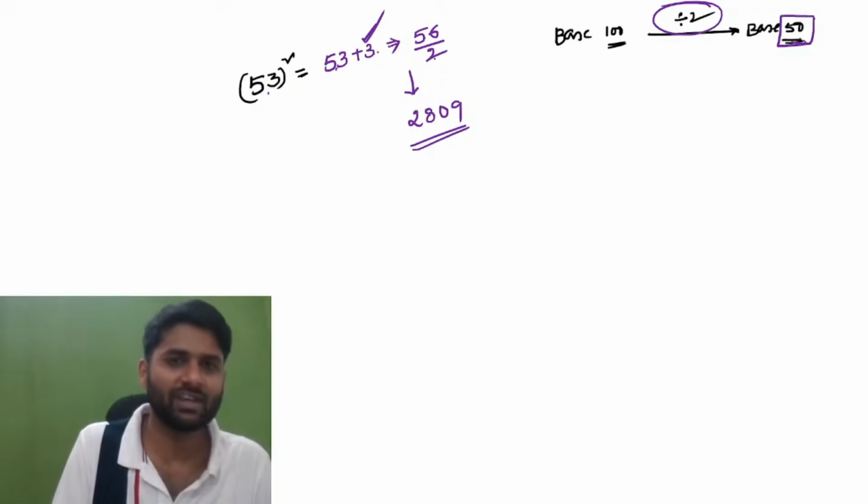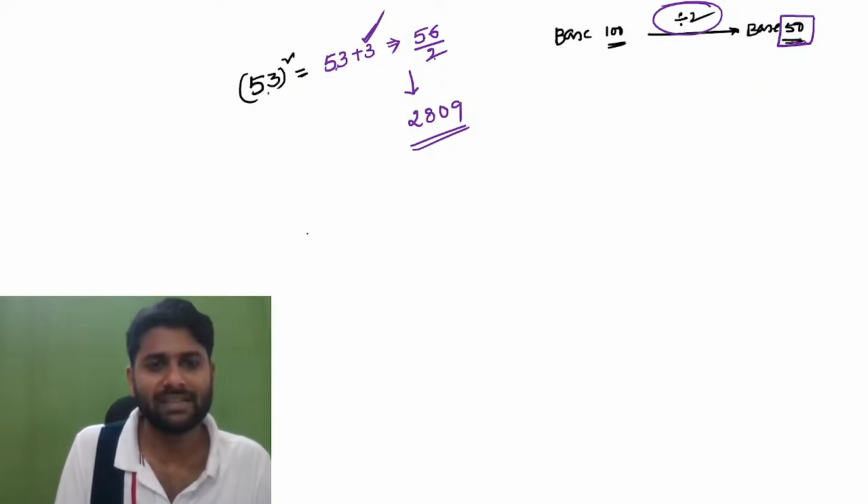Now what is the square of 3? Square of 3 is 09. So is it clear? Let's take one more question.